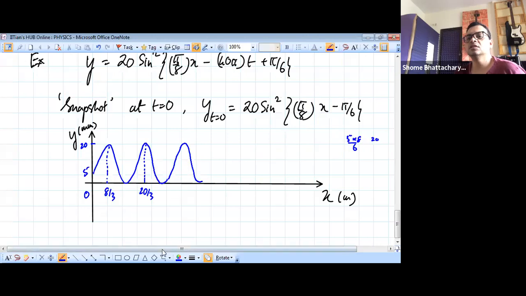You can see here that your lambda is becoming how much? Your lambda is becoming 20 by 3 minus 8 by 3. It should be 8, not 4. Just a second. Let me calculate this x1 and x2 again.